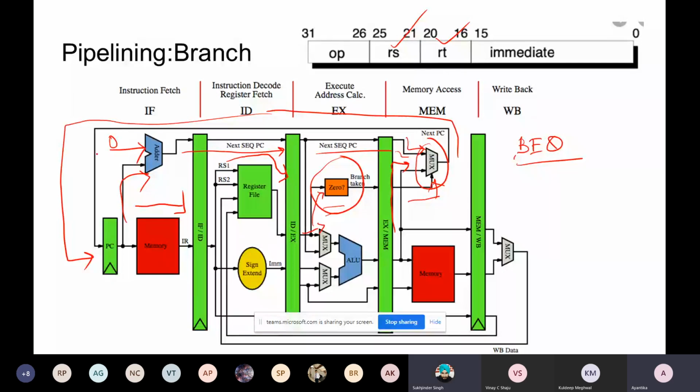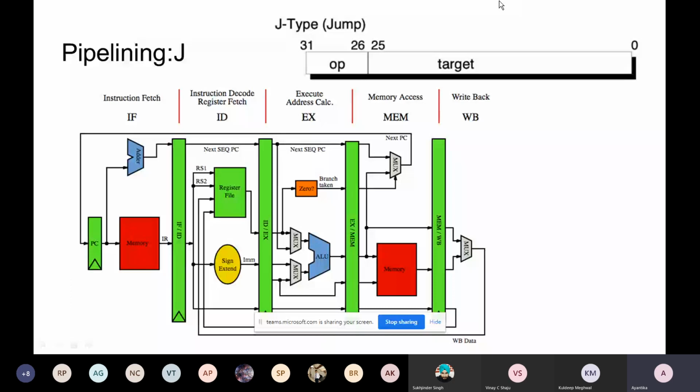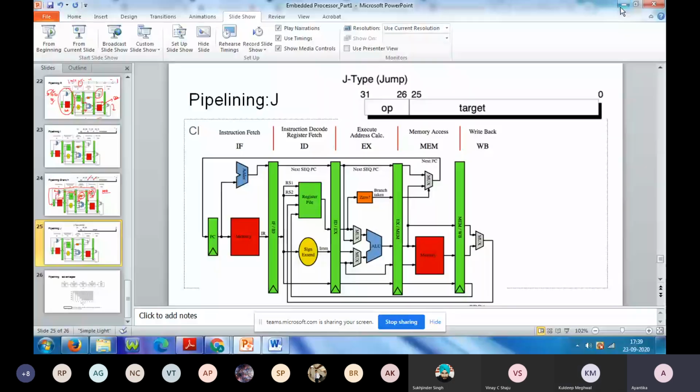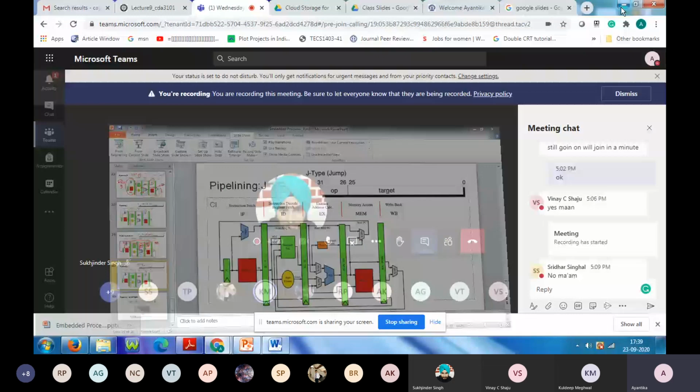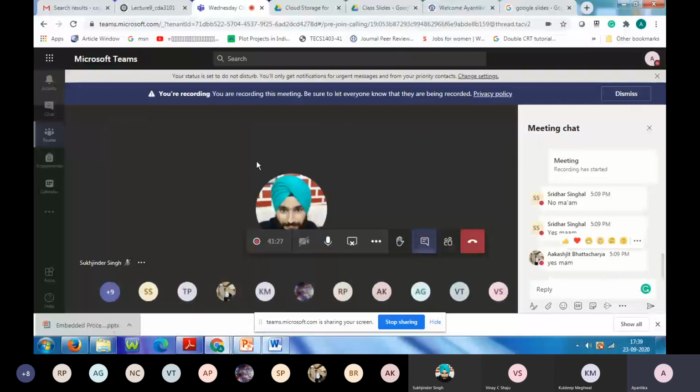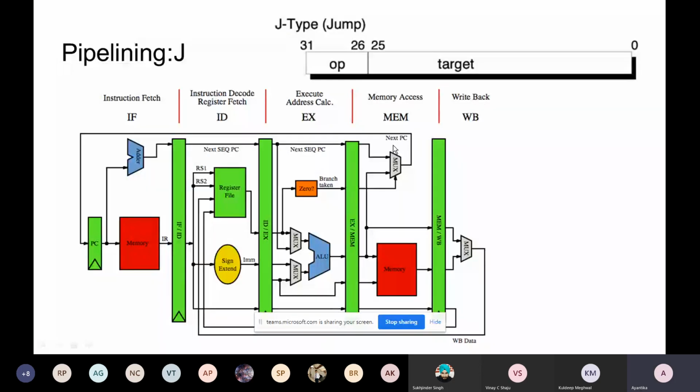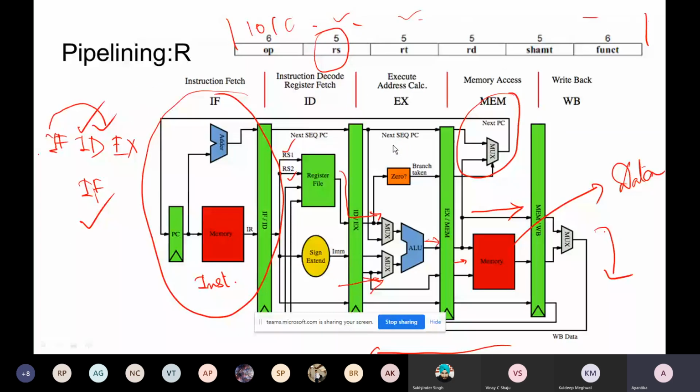Yes, sir. Okay. Everybody? Wait. Yes. Yeah. Okay, fine. So this is the requirement of this part of the mux.